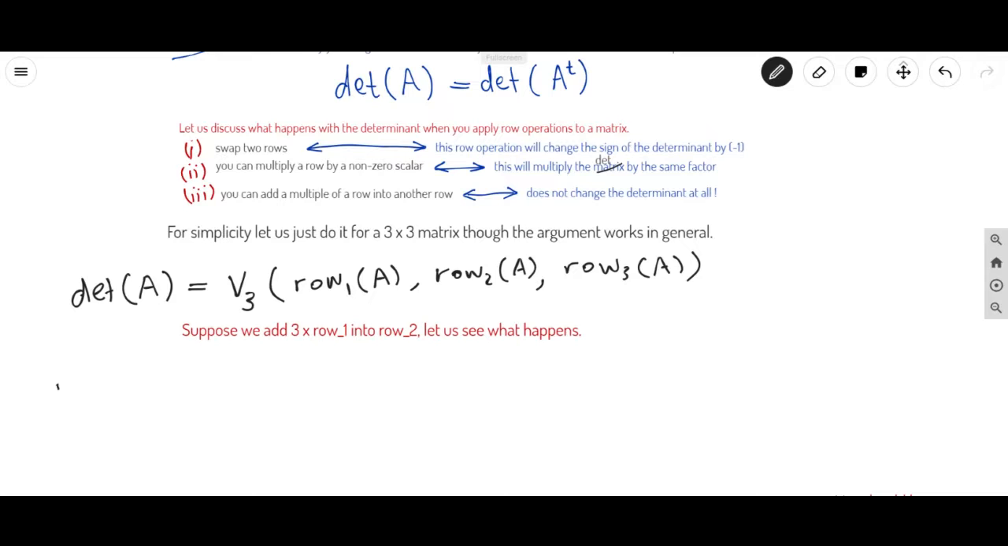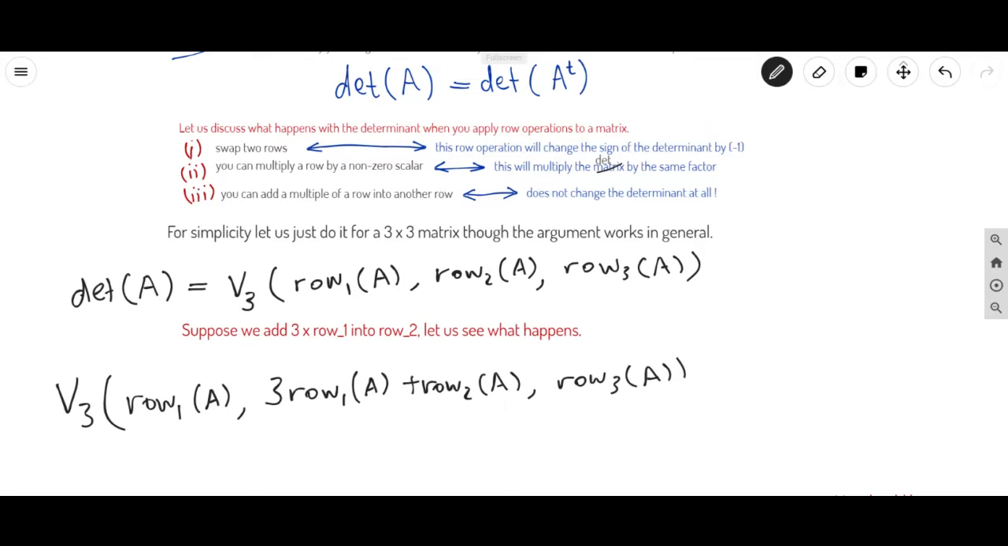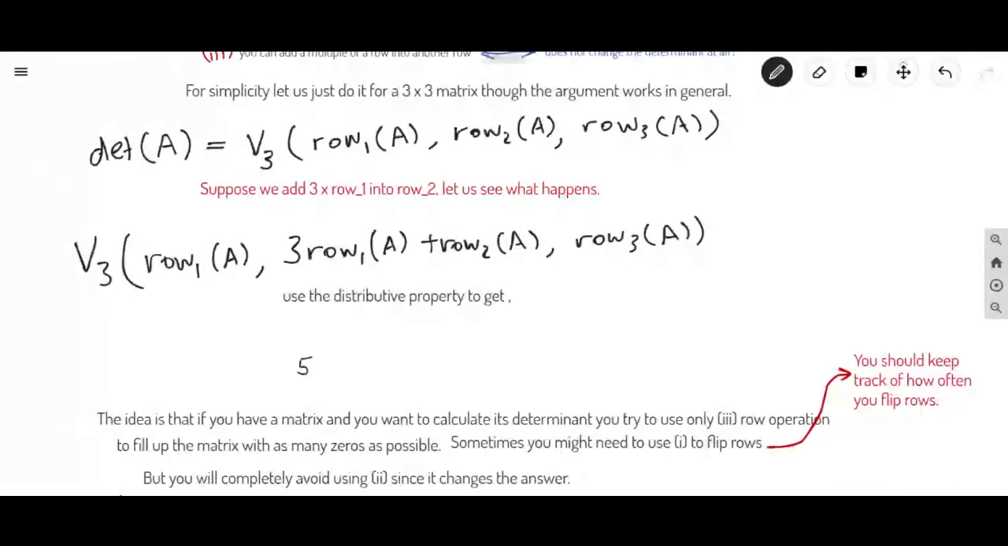So let's see that. We take the first row, multiply it by 3, and add it into the second row. And everything stays the same as before. We're claiming the answer does not change. And the reason why the answer does not change is you have to use the distributive property. So use the distributive property to get, and something interesting is going to happen when you use the distributive property.